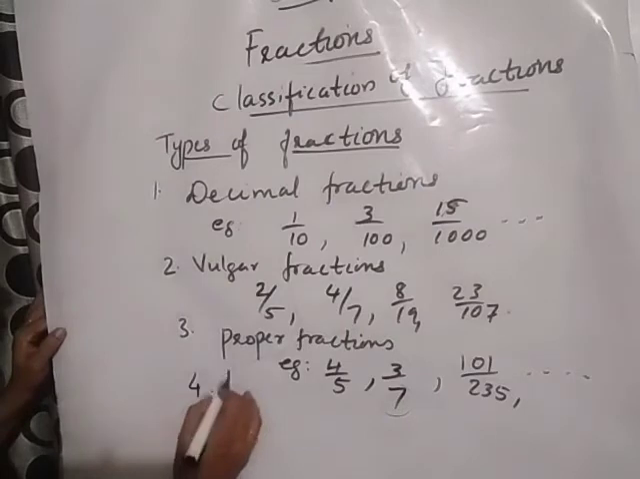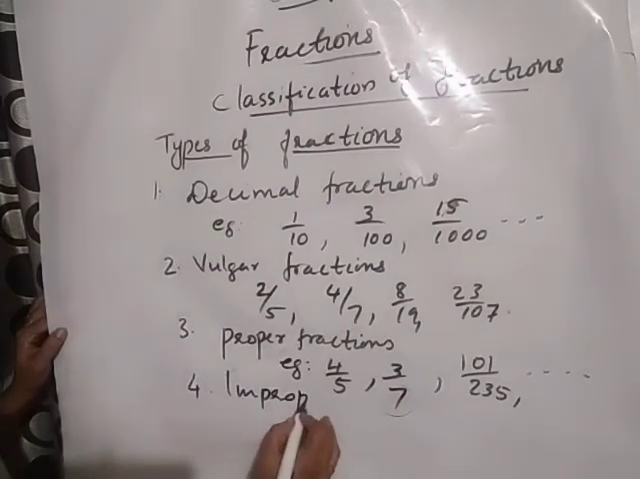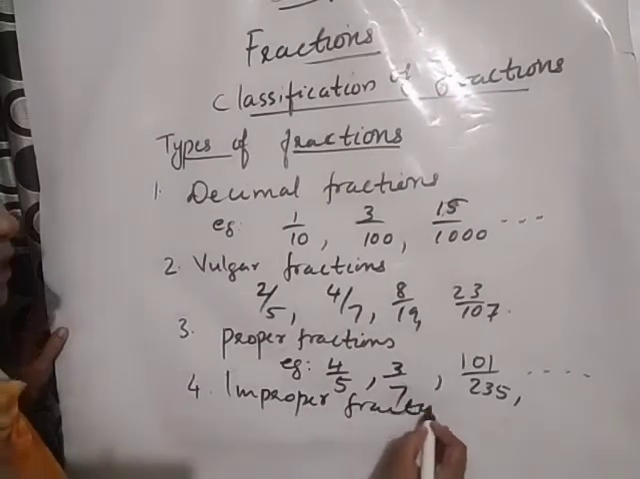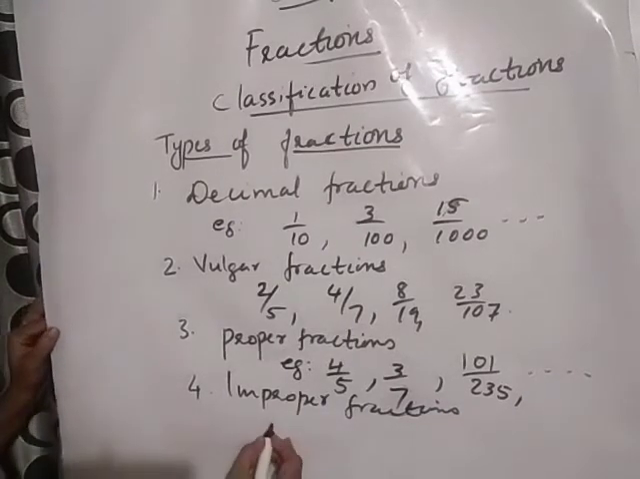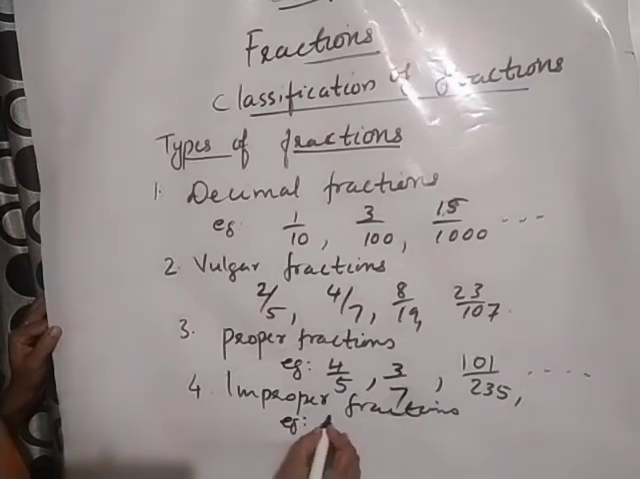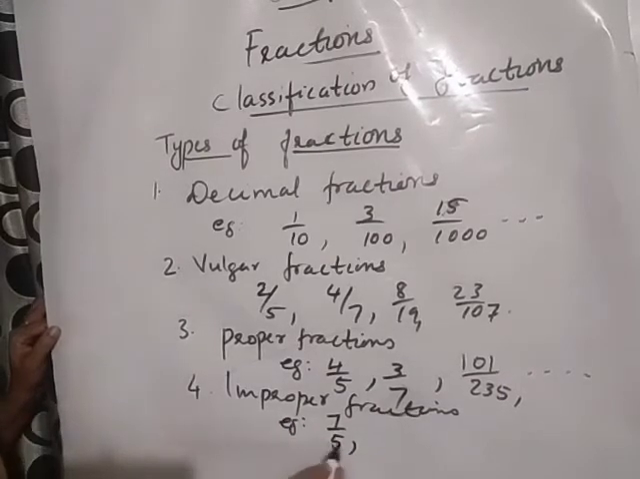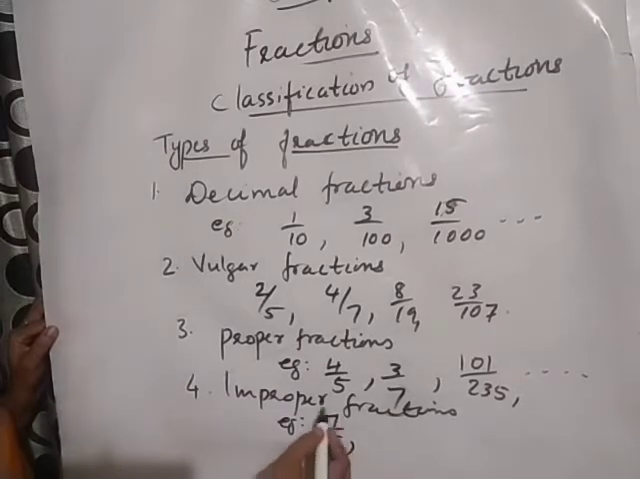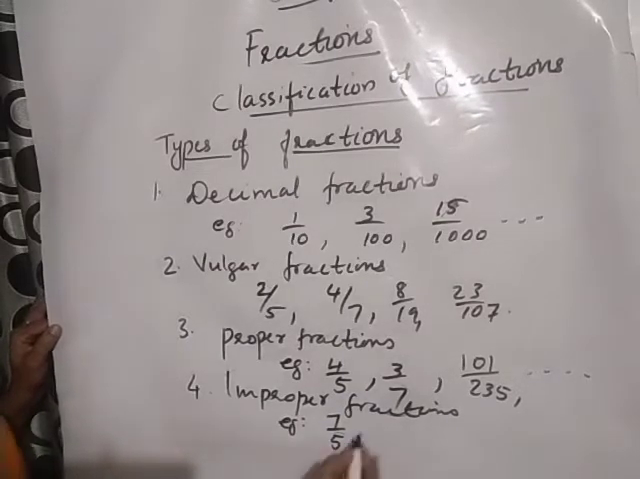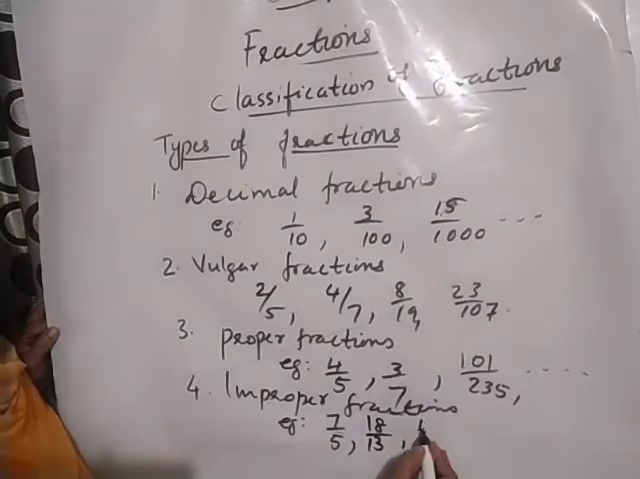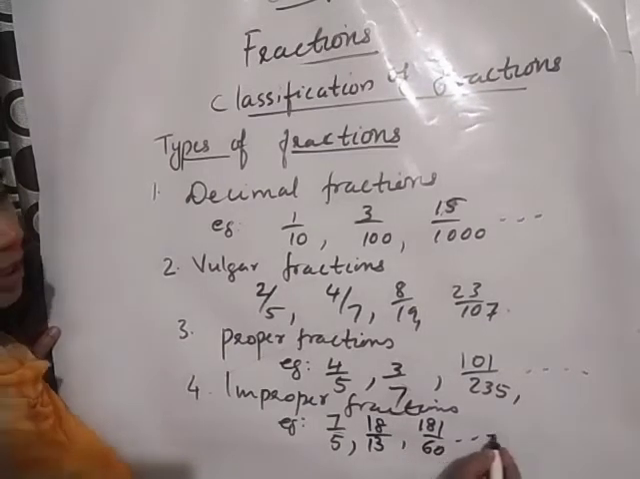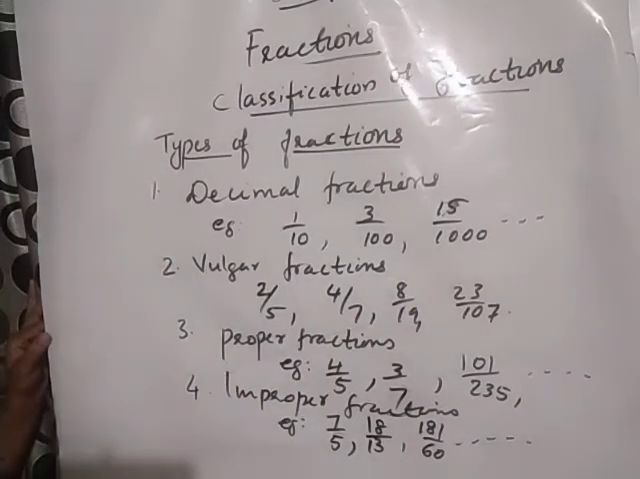Now improper fraction. You can easily define what is improper. What do you mean by improper fractions? Yes, denominator is less than its numerator. For example, 7 by 5. Denominator is less than numerator. Numerator is the higher number, a bigger number, and denominator is the smaller number. 7 by 5, 18 by 13, 181 by 60, etc. are examples of improper fractions.